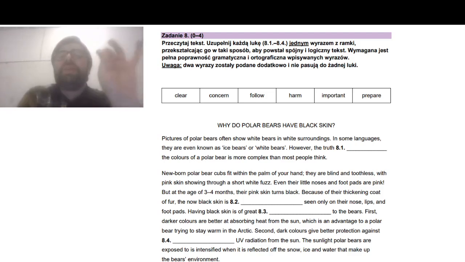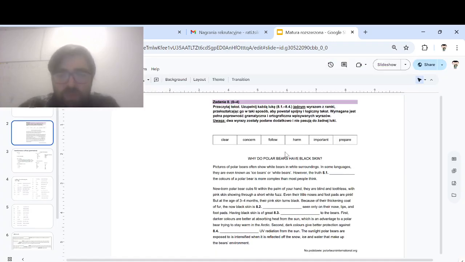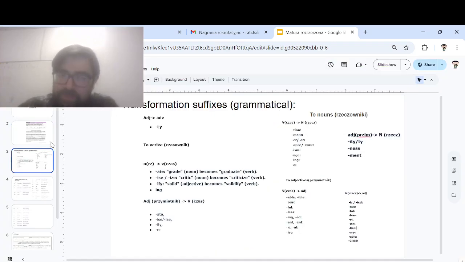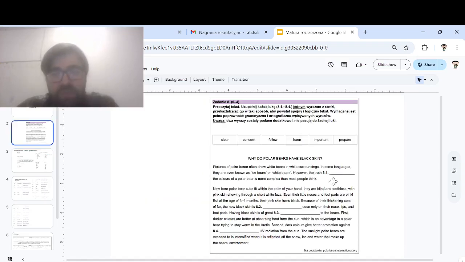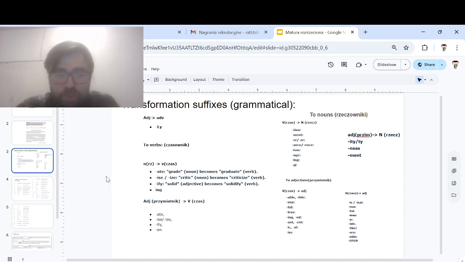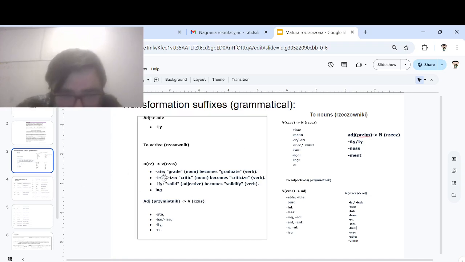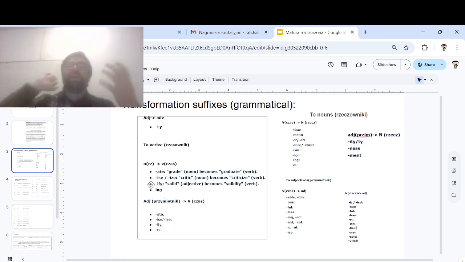But concern, as you see, is a noun in itself, right? So now we need to go for transformation suffixes. We have a noun, we need to turn it into a verb. So we have "rzeczownik", turn it into "czasownik". Now let's look at these suffixes and choose the best, most appropriate one. And when you repeat in your head this root plus suffix, you will also realize which one sounds the most correct, right?